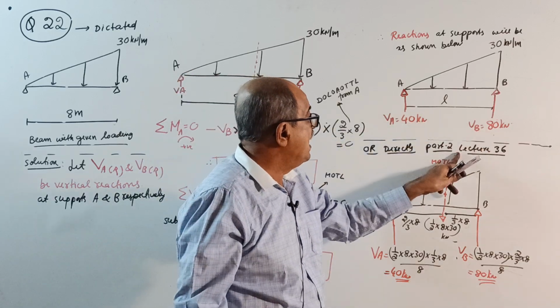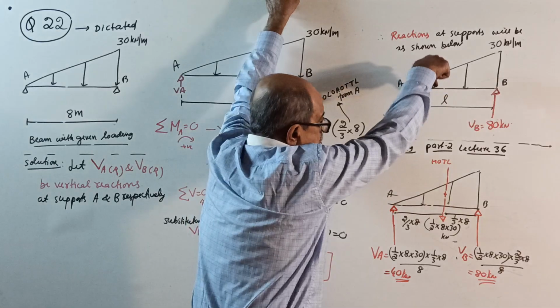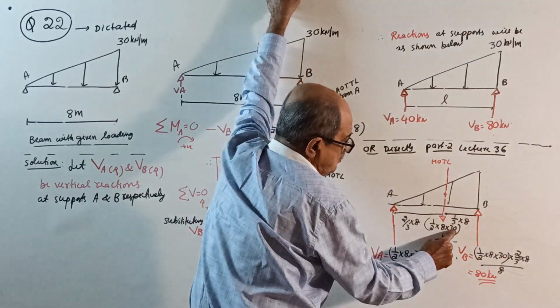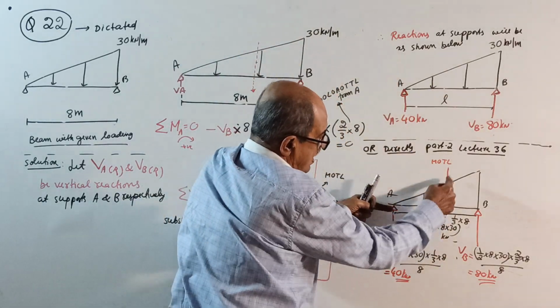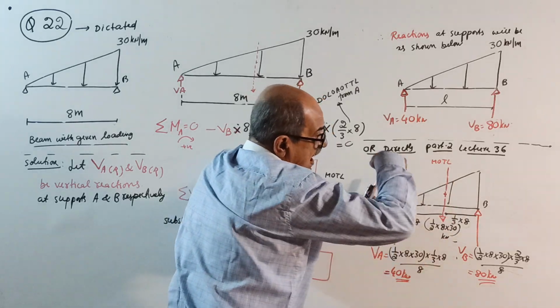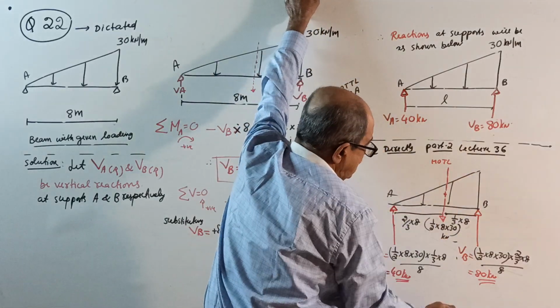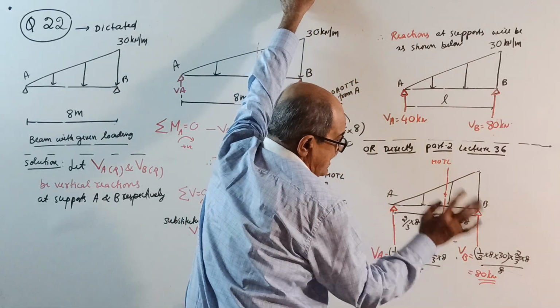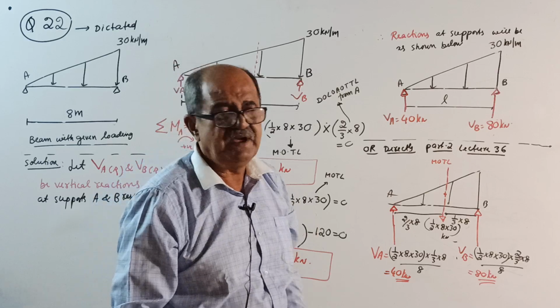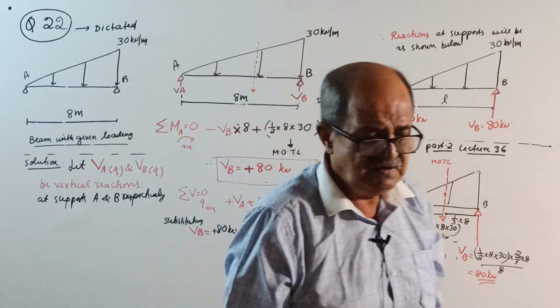Or, as in Part 2, Lecture 36: total load is half into 8 into 30. This reaction is total load into the other distance by span, and this reaction is total load into the other distance by span. Check the answer. Okay, now we'll change over to the next question.